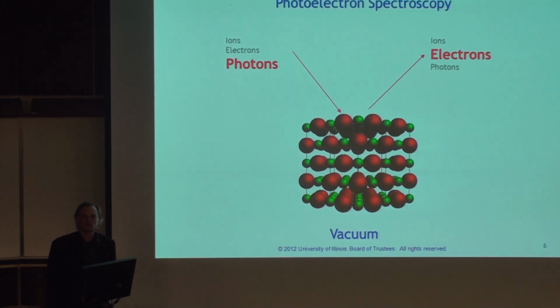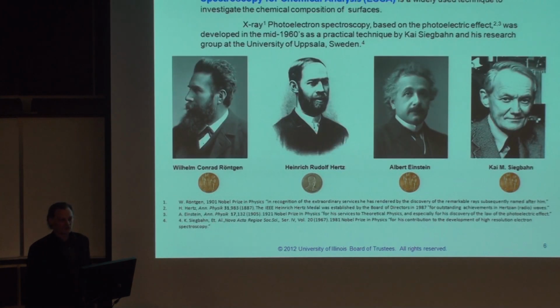So we'll start with photoelectron spectroscopy. That is, we'll have photons in and electrons out. Photoelectron spectroscopy is XPS. It's based on the photoelectric effect, as you might assume, discovered in the late 1800s by Hertz, and then later described in quantum mechanical terms by Albert Einstein, from which he received the Nobel Prize. It wasn't until the mid-1960s that a professor in Sweden developed this as a practical analytical tool. It took that long for the vacuum technology to progress so that we could actually apply some of the things that they discovered earlier to actual materials.